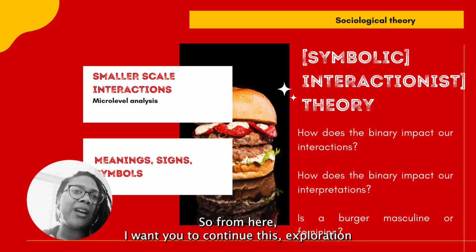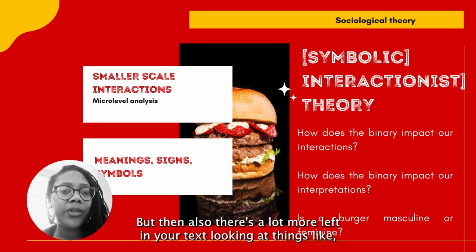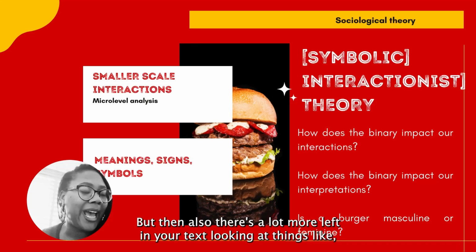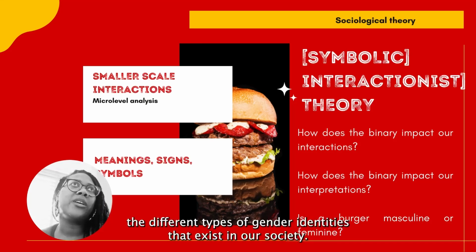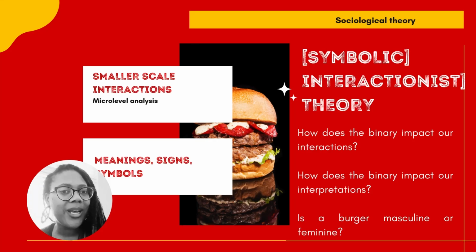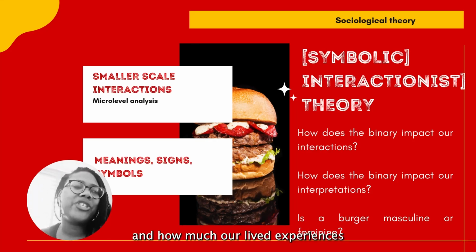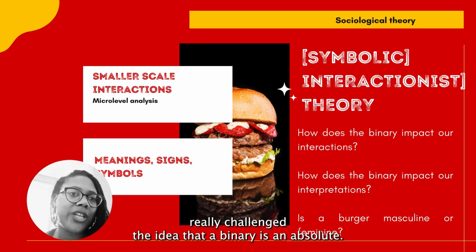Okay. So from here, I want you to continue this exploration in your text, if you haven't already done so, into understanding the binary. But then also, there's a lot more left in your text, looking at things like the different types of gender identities that exist in our society, and how we describe these properly as sociologists and from a sociological perspective, and how much our lived experiences really challenge the idea that a binary is an absolute.